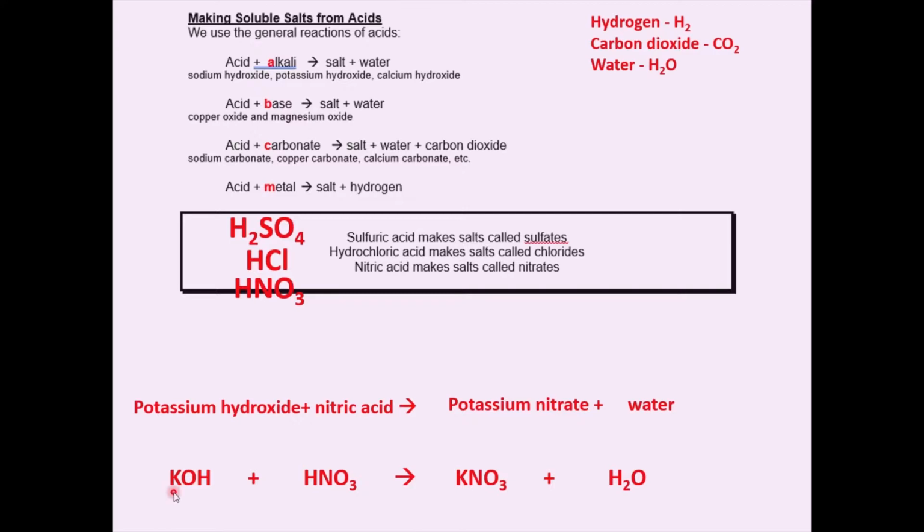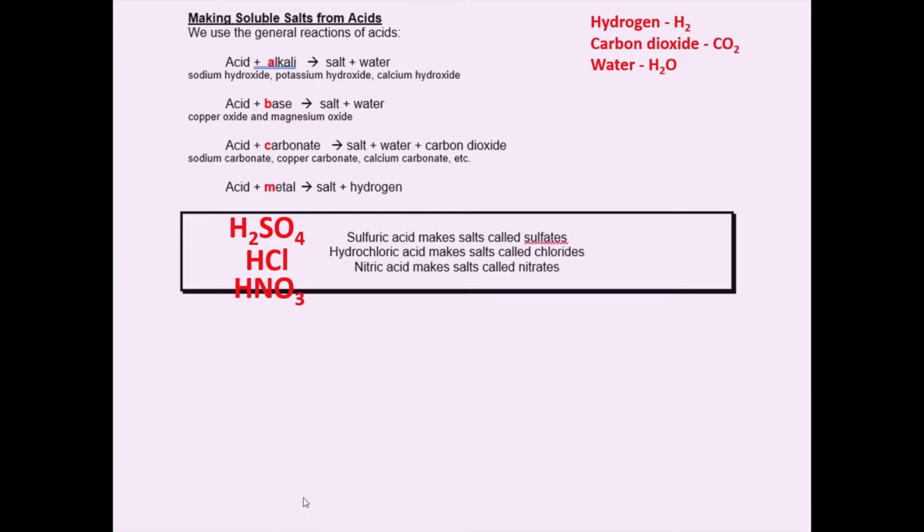In terms of balancing, 1 potassium, 1 potassium. Oxygens, 1 and 3 is 4, 3 and 1 is 4. Hydrogens, 1 and 1 is 2, 2 over here. Nitrogens, 1 and 1. So that's actually balanced as well. So leaving the numbers off will give you the 3 marks there.